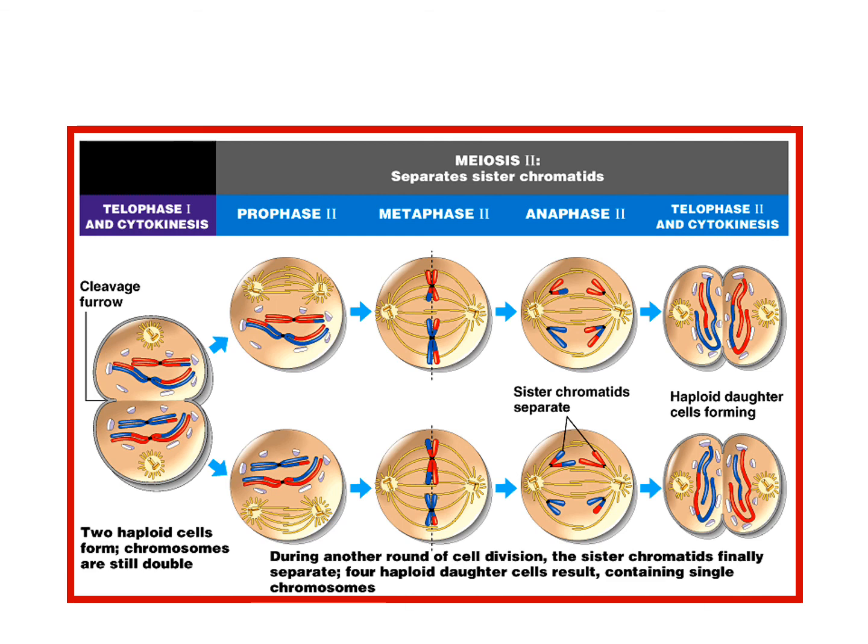So at the end of meiosis, you have four, what I refer to as daughter cells, that have formed from the one original parent cell. The one original parent cell is diploid. All four of the resulting daughter cells are haploid.